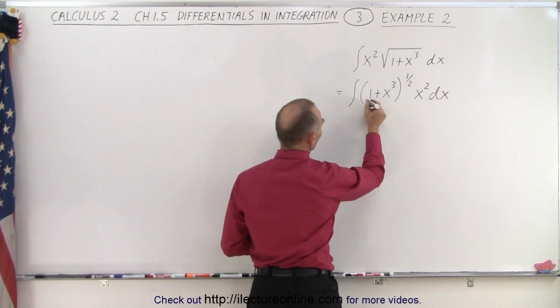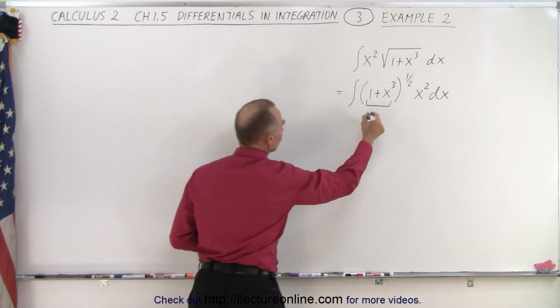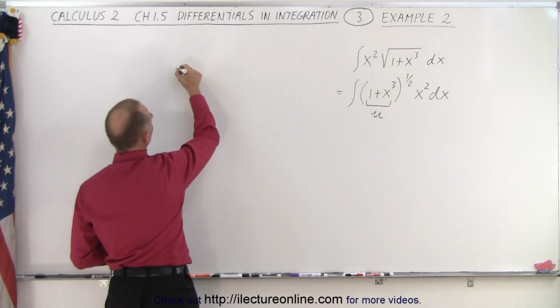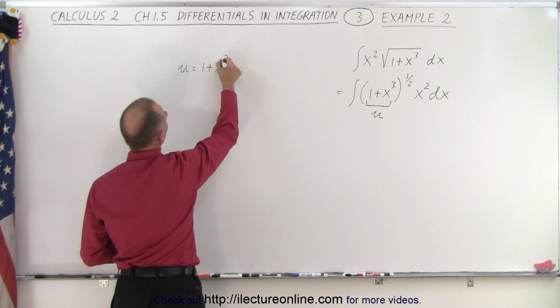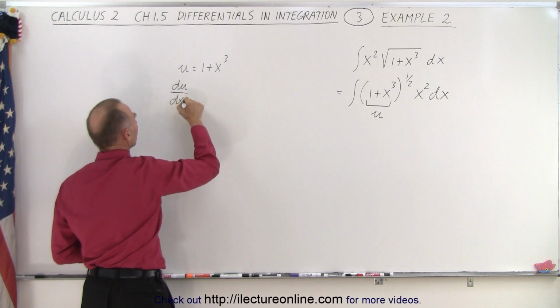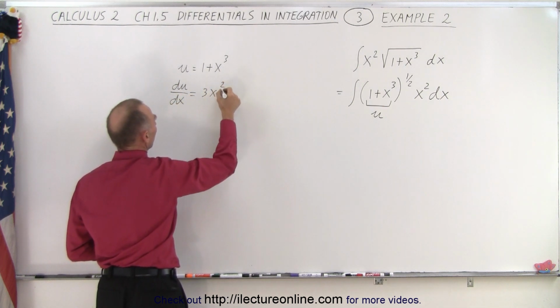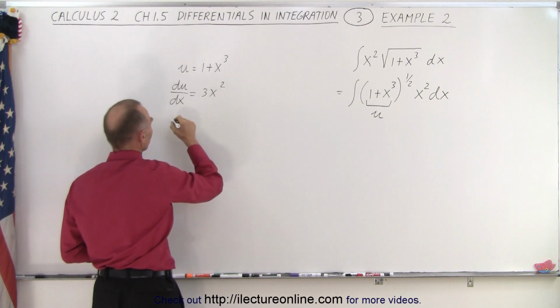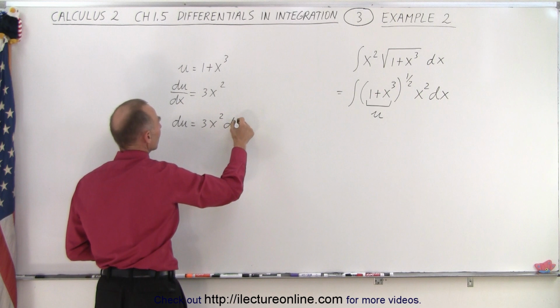And then I realized that what's inside here, I can represent that by u. I can call this u. So therefore I can say that u is equal to 1 plus x cubed. And so du dx, the derivative of 1 is 0. The derivative of x cubed is 3x squared. When I multiply the dx over here, I get du equals 3x squared times dx.